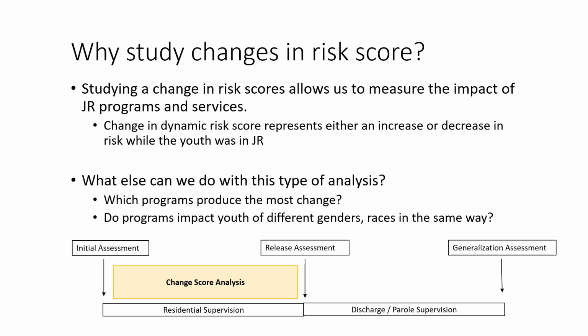So although we could analyze these scores at the time the assessment was administered, whether it was at intake, at release, or in parole, studying the change in risk scores allows us to ask slightly different questions. Because JR youth are under close supervision, we can infer that changes in risk scores are impacted by the quality of the treatment and services they receive while in JR. Therefore, rather than asking, is the final score related to an outcome, we can begin asking questions about which programs and services impact these change scores the most, and what impact that has on the risk of recidivism.